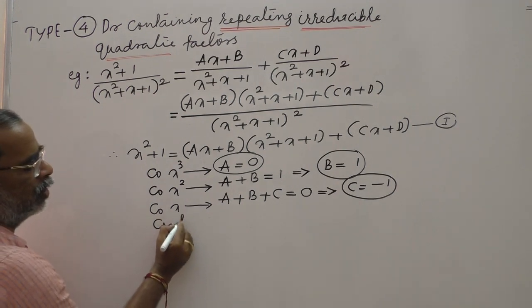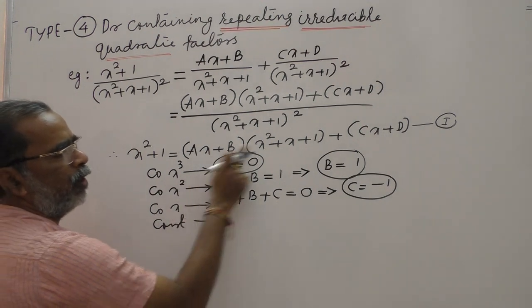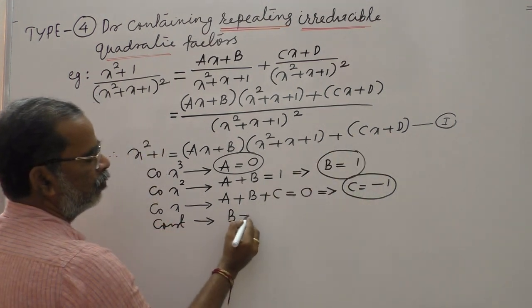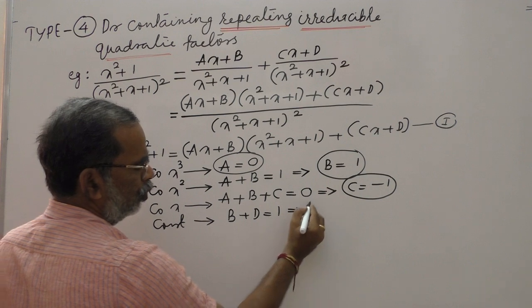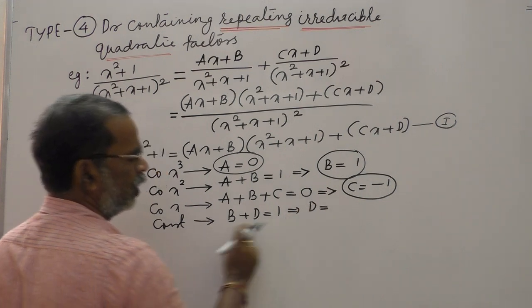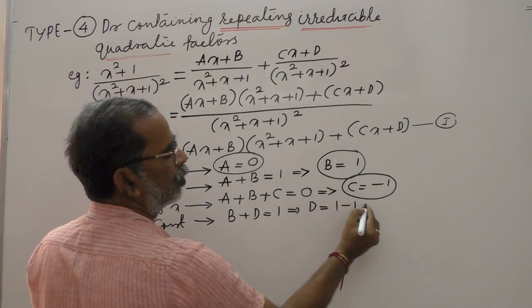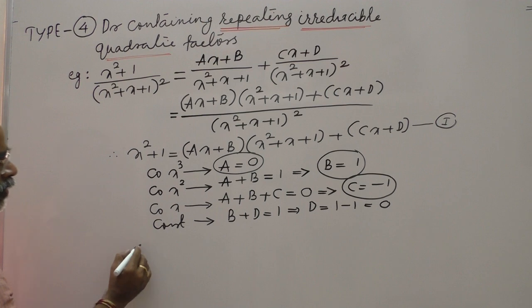Equating constant terms on both sides. What is the constant here? b into 1 is b. Here only d. On the left side constant is 1. So this implies d is equal to 1 minus b. What is b? 1. So this is also 0. So a, b, c, d values have come.